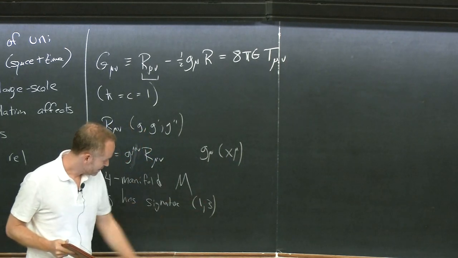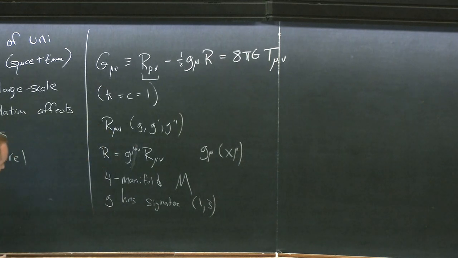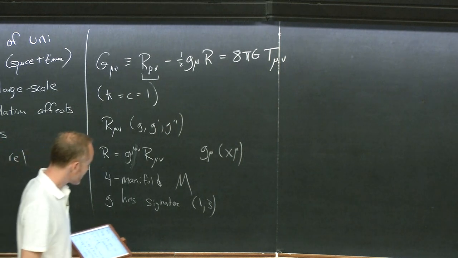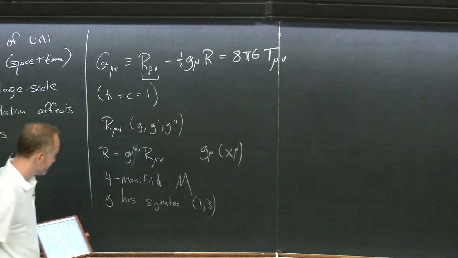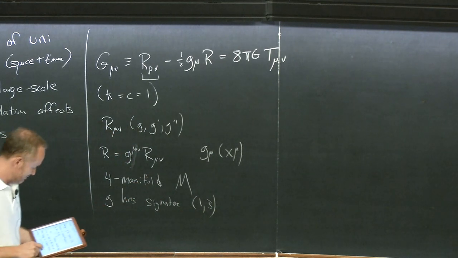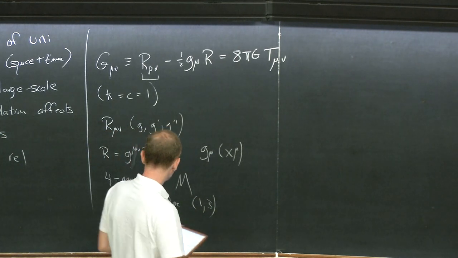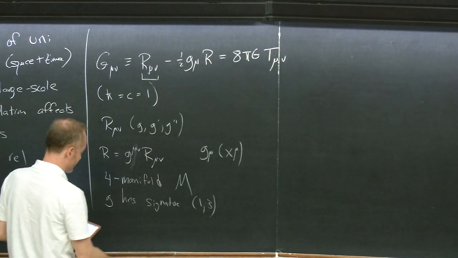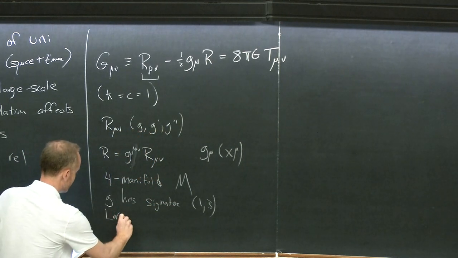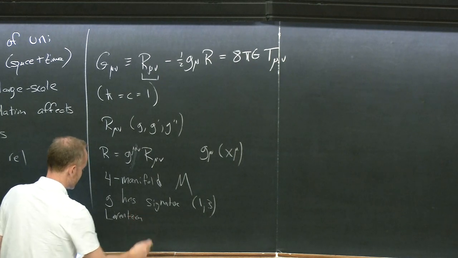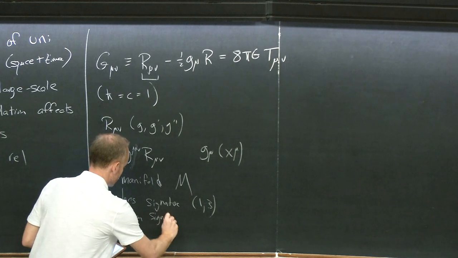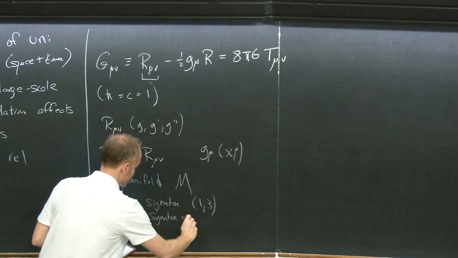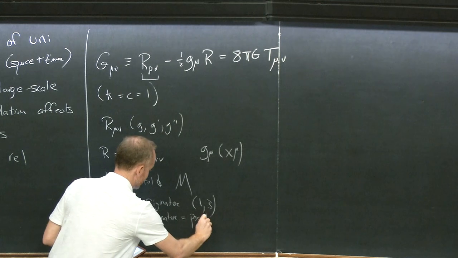You could choose it to be 3, 1 instead, and it makes no difference except for some minus signs in various equations. But this way, if you want, distances in time are real and distances in space are imaginary. Anyway, that's the convention. And so people describe this as a Lorentzian signature because it's the same signature as Lorentzian spacetime, Minkowski spacetime. And it's pseudo-Riemannian is the term that mathematicians use.